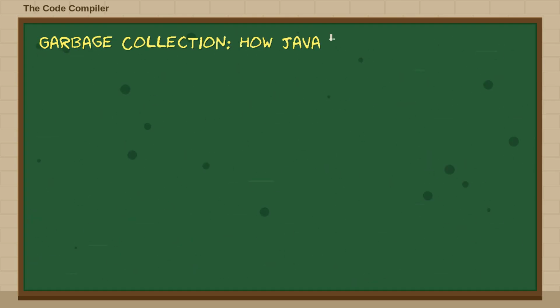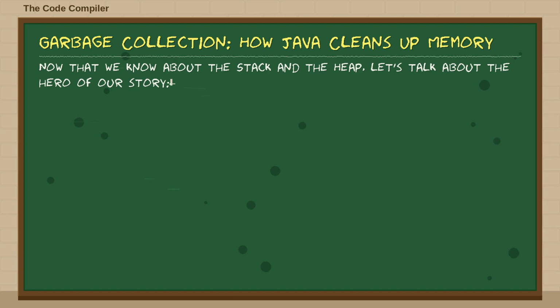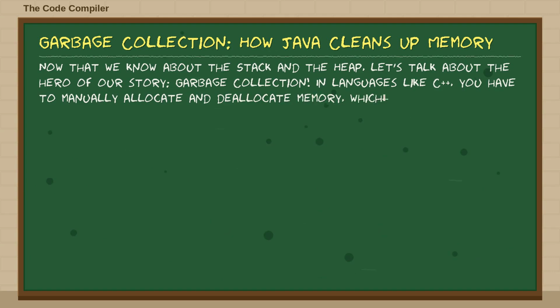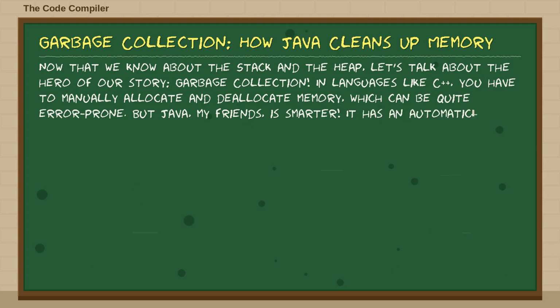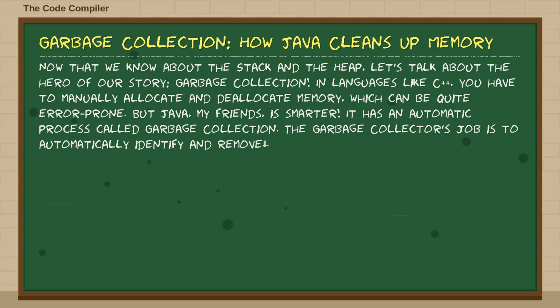Now that we know about the stack and the heap, let's talk about the hero of our story, garbage collection. In languages like C++, you have to manually allocate and deallocate memory, which can be quite error-prone. But Java, my friends, is smarter. It has an automatic process called garbage collection. The garbage collector's job is to automatically identify and remove objects from the heap that are no longer being used by your program. How does it know an object is no longer used?